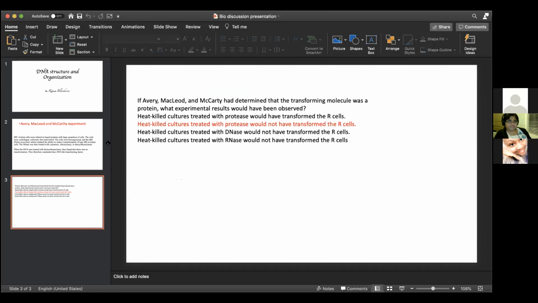So the question I got was, if Avery, MacLeod, and McCarty had determined that the transforming molecule was a protein, what experimental results would have been observed? My answer is highlighted in red. Heat-killed cultures treated with protease would not have transformed the R cells. Does anyone have questions? No? Okay. Thank you.